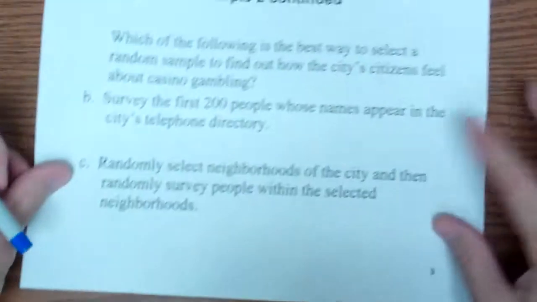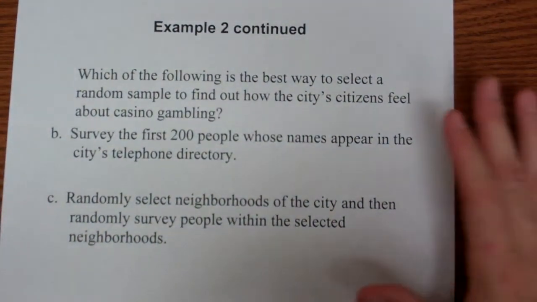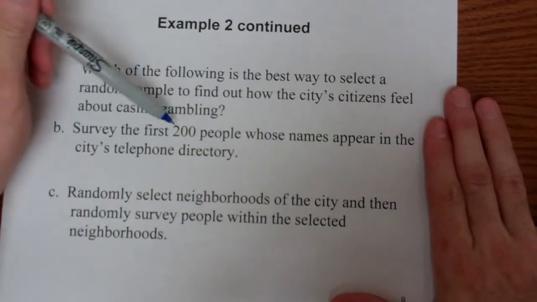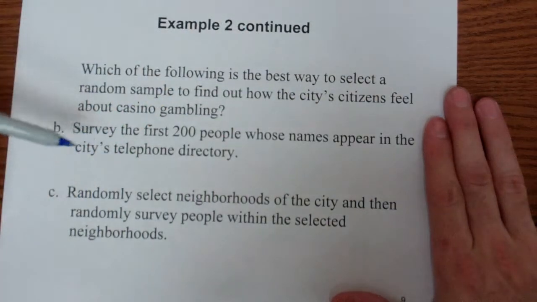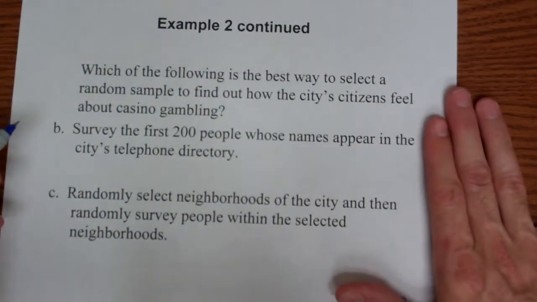All right. Now, what about if we change this up a little bit and we survey the first 200 people whose names appear in the city's telephone directory?